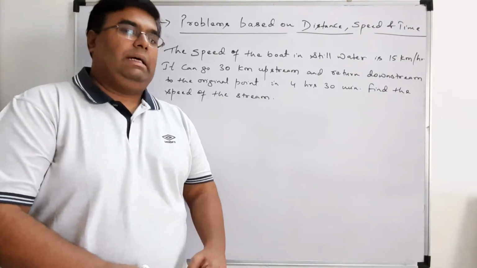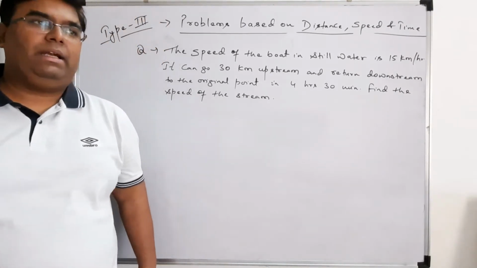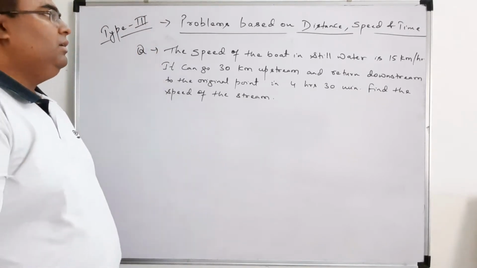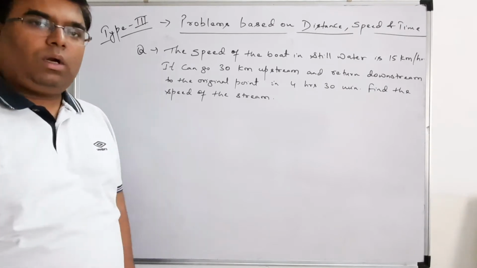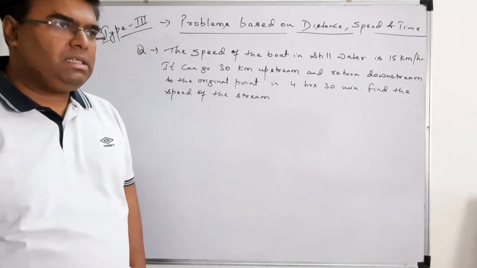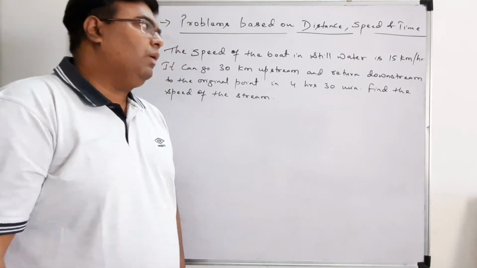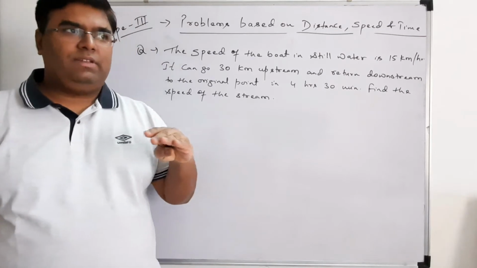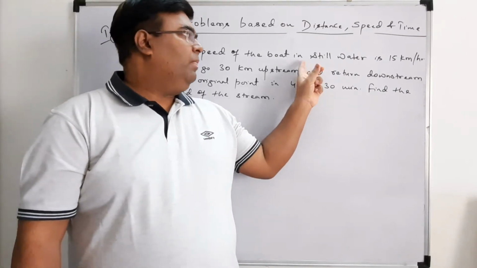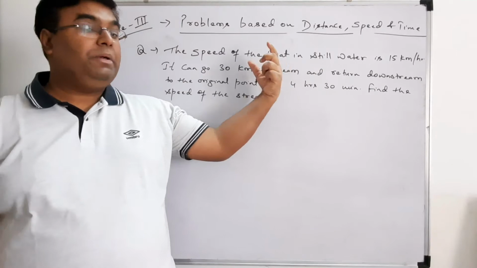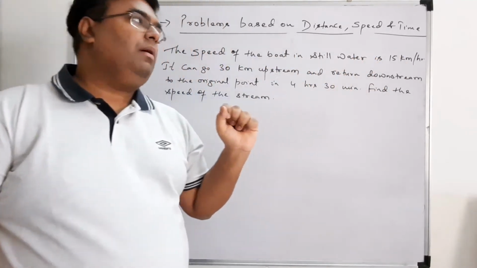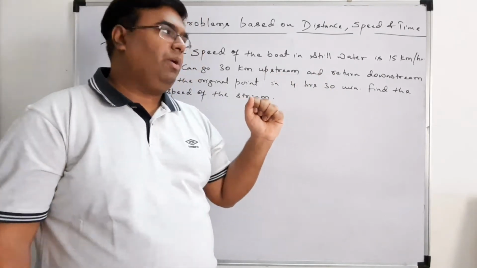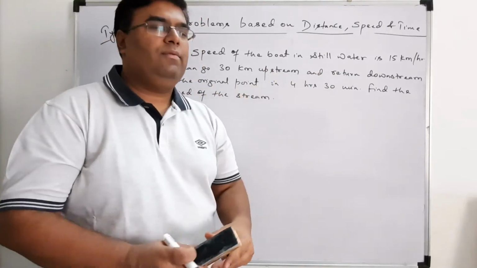Okay, let us solve another type of distance, speed and time. It is a very common problem, very famous also. So the speed of the boat in still water is 15 km per hour. So there is a stream, you can say river, in which a boat is traveling, and still water means there is no movement of water. The speed of the boat means this is the actual speed of the boat, which is 15 km per hour. It can go 30 km upstream and return downstream to the original point in 4 hours 30 minutes.